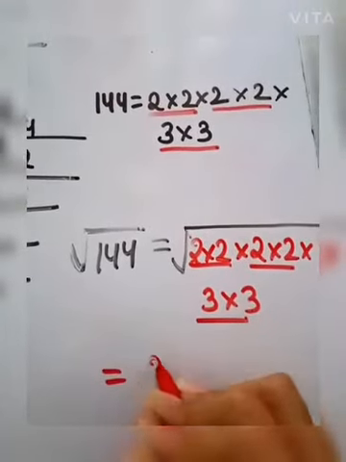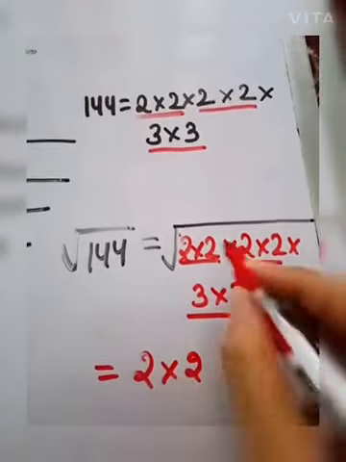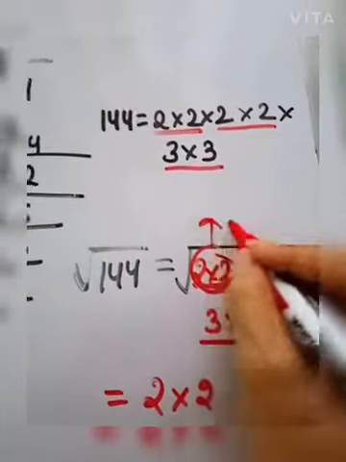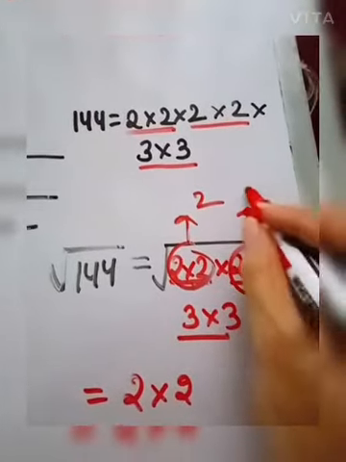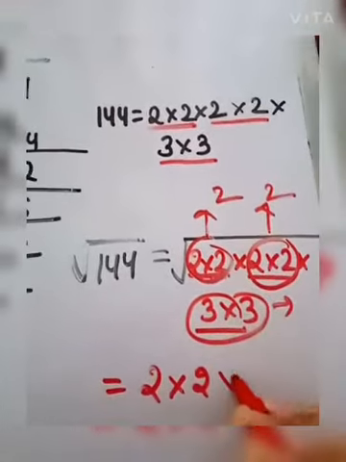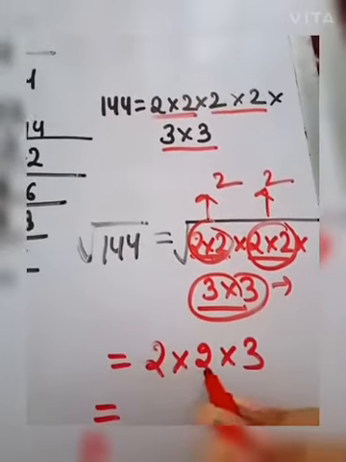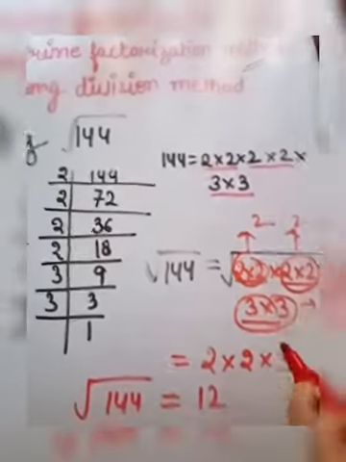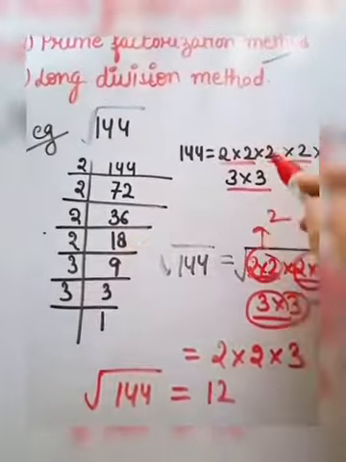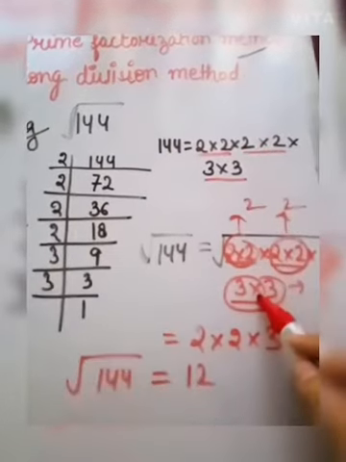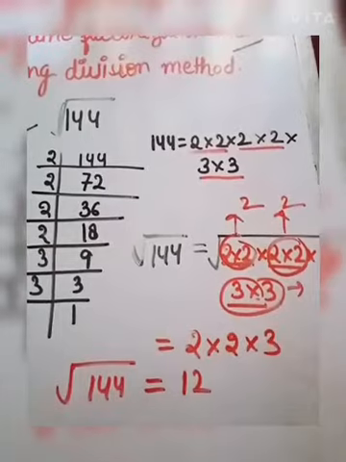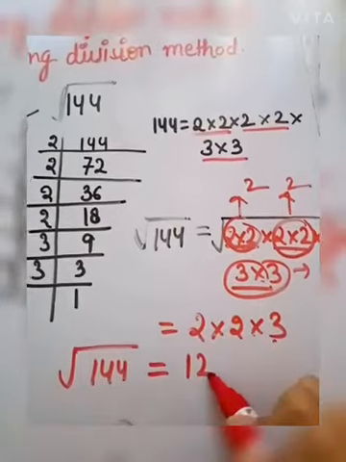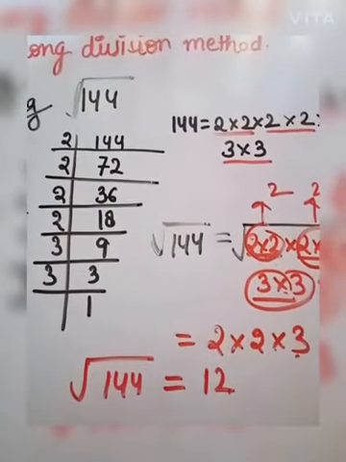So after removing this root sign, we take only one number from each pair. We will write this pair as 2, this pair as 2 and this pair as 3. So 2 into 2 into 3. It is 2 into 2 is 4, 4 into 3, 12. So square root of 144 is 12. First we did the prime factorization, after that we did the pairing of the factors. We make pairs of the same numbers and write each pair as 1. This is the prime factorization method of finding the square root.